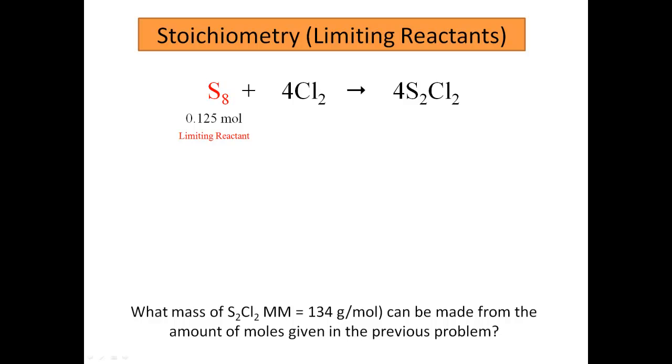Using this information and knowing that S8 is the limiting reactant, we now know that that will determine the amount of S2Cl2 produced. So I'm going to use the moles of S8 that we had in our reaction, 0.125, and we're going to multiply it by the ratio of 4 moles of S2Cl2 for every 1 mole of S8. And that's going to give us 0.500 moles of S2Cl2 that we should produce. If we take those moles of S2Cl2 and multiply it by its molar mass, we get 67.0 grams of S2Cl2, which should be produced.